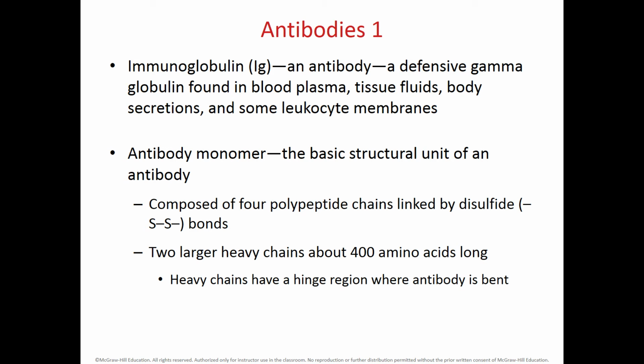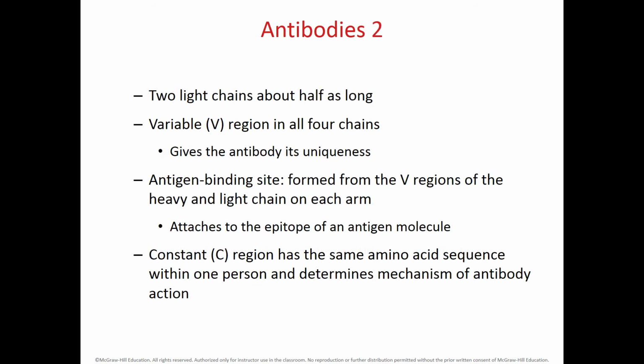And you have 2 heavy chains and 2 light chains. The 2 heavy chains have 400 amino acids, and they have a hinge region where the antibody can bend and be flexible at some point to trap or to find antigens. The light chains are about half as long as the heavy chains, and within the tip of the light chains you have a region that is called the variable region that helps to be specific for finding specific antigens.